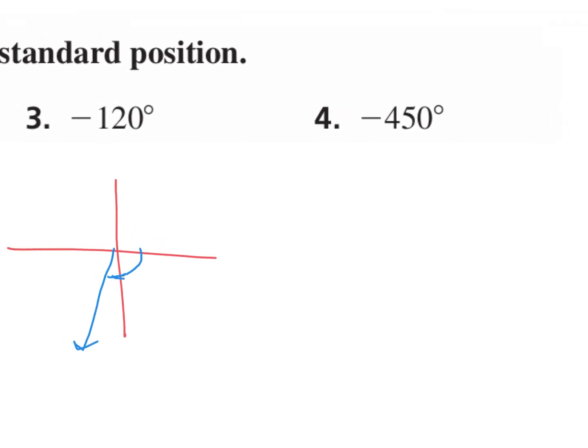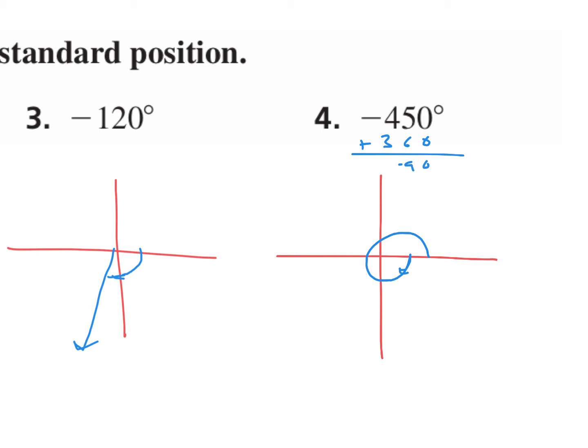And then next, for number 4, we have negative 450. So negative means that we're starting going down. Is 450 more than 360? Yeah, so we would have to go all the way around once. How much more do we have to go after we go all the way around once? 90. Awesome. We would add 360 to this, and we have negative 90 left. So we go back down to 90. 90 is right at our y-axis here.